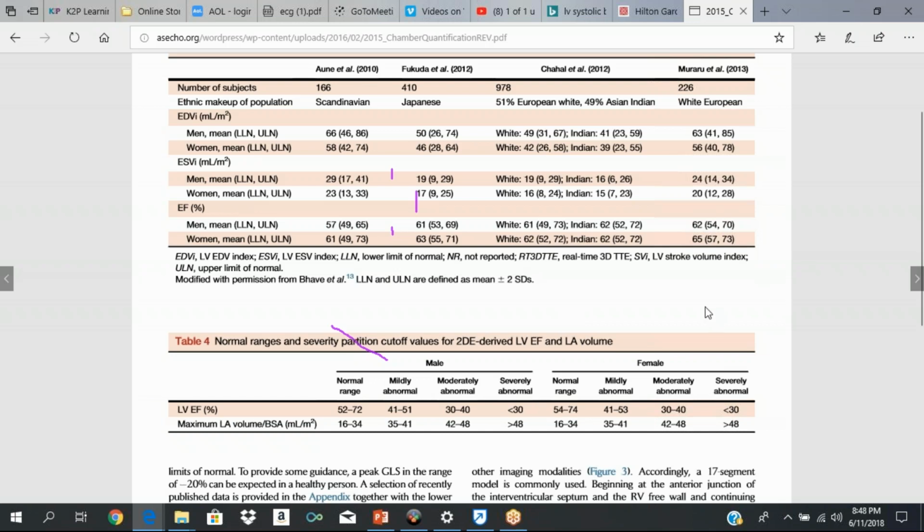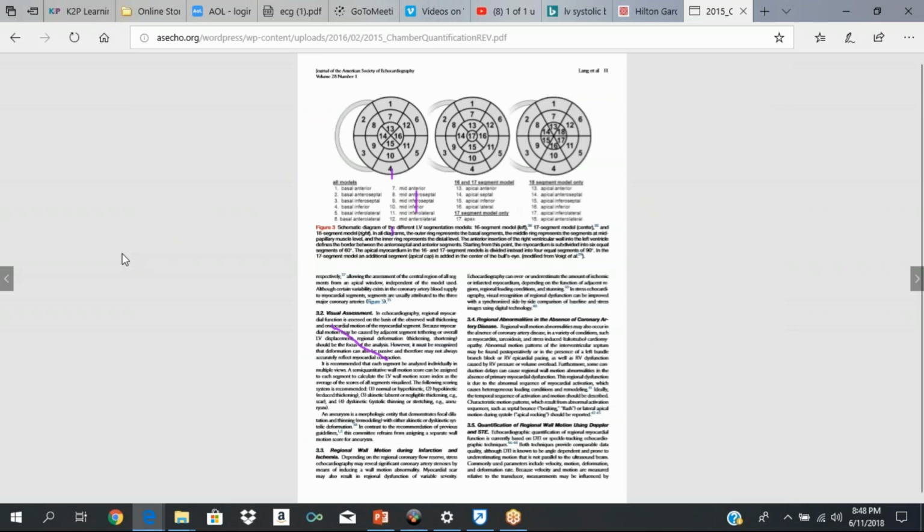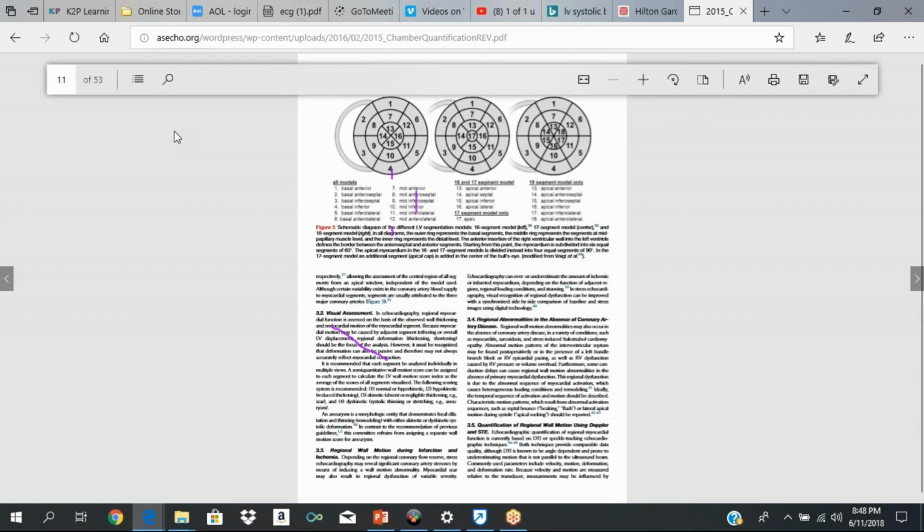All right, so I strongly recommend that you go on the American Society website and look it up. We exhaust the polar plot, and we tell you exactly what the polar plot stands for. The apex is right there, the mid cavity, and then the base. And we talk about the 16 segment model, the apical cap being the 17th segment. So you need to go over all these things.